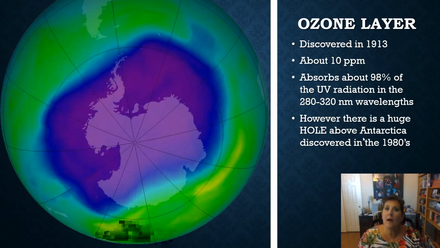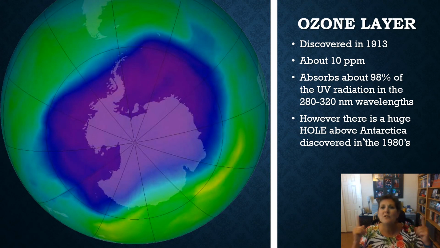So the ozone layer covers our complete planet. However, we have determined there is a hole in our ozone layer. Now, we've known about the ozone layer since 1913. The concentration of the ozone layer is about 10 ppm. Remember what ppm means? Parts per million. Now, even though that's a small concentration, it's enough to absorb about 98% of the ultraviolet radiation in the 280 to 320 nanometer wavelengths. And that's the kind that causes the skin cancer.